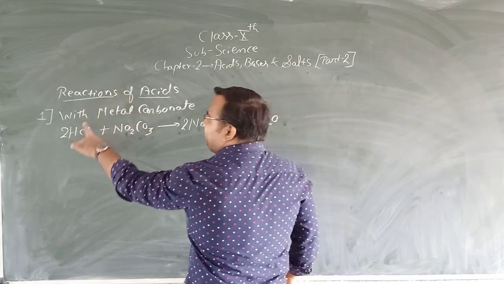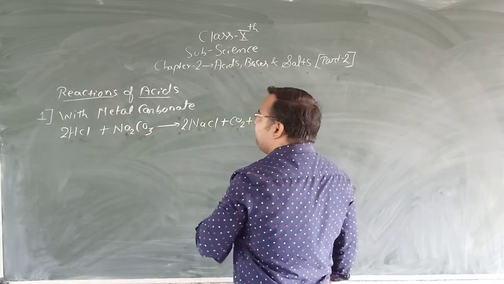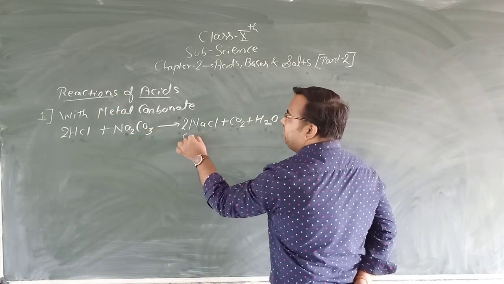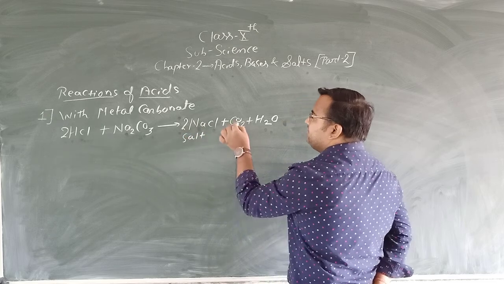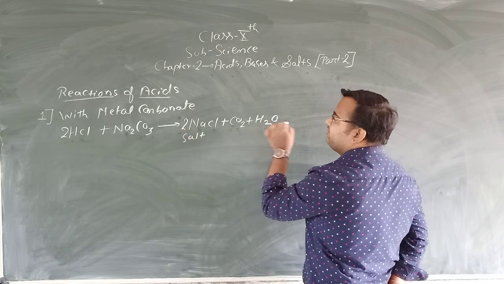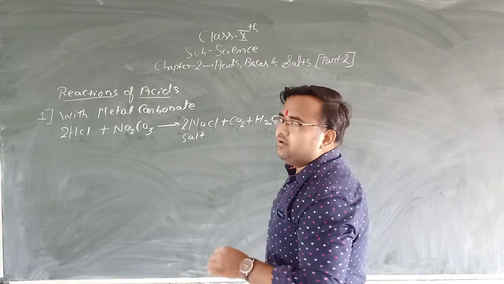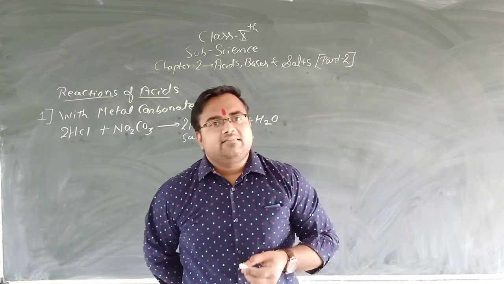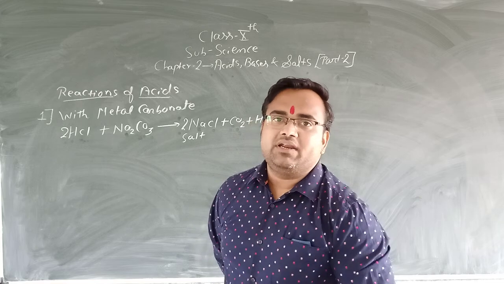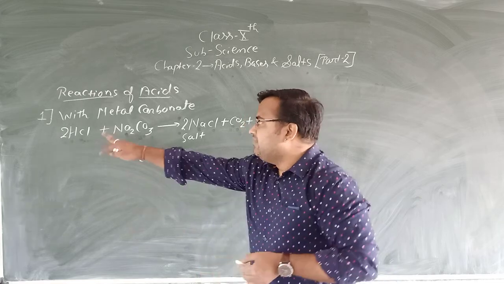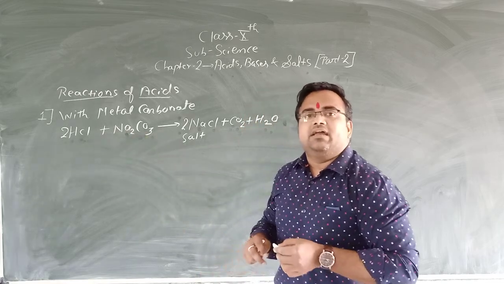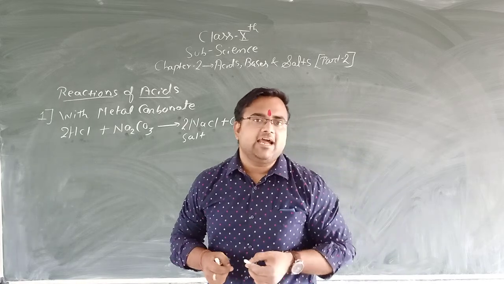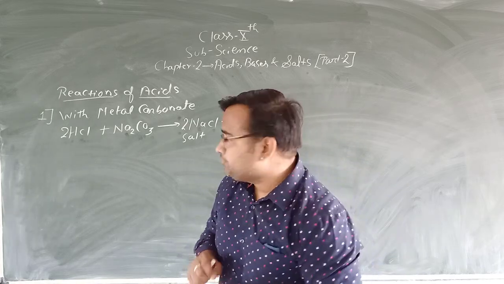Now when the acid reacts with metal carbonate, it will give NaCl. This is salt, this is carbon dioxide, and this is water. So in examination, if the question is what happens when acid is treated with metal carbonate, the answer will be: when the acid is treated with metal carbonate, it will give salt, water and carbon dioxide.